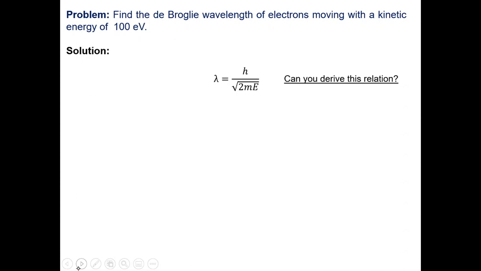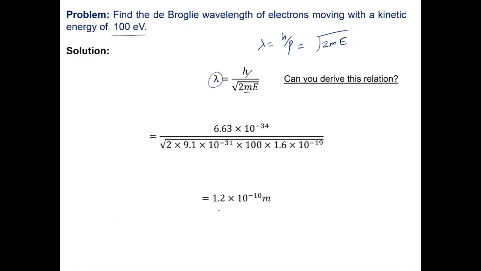Good. Let's look into the next problem. What is the de Broglie wavelength of an electron moving with a kinetic energy of 100 electron volts? Simple. We have seen this formula earlier: lambda equals h by p, and p is the square root of 2 times mass times kinetic energy, where the kinetic energy is given as 100 electron volts here. We know the mass, we know the Planck constant, so we can find lambda. The lambda comes to be 1.2 times 10 to the power minus 11 meters.